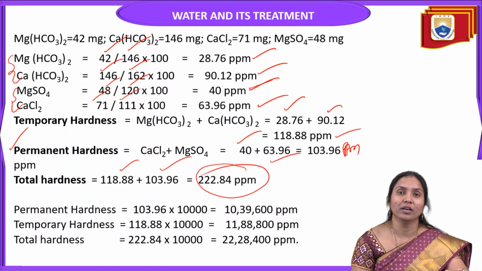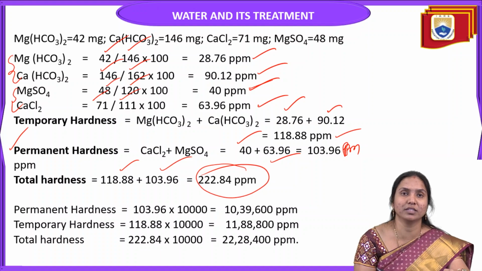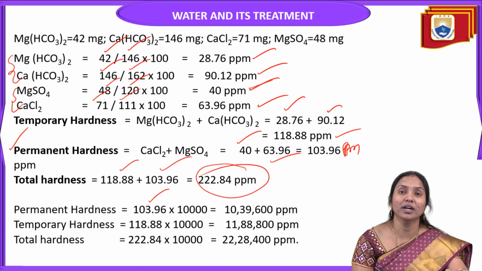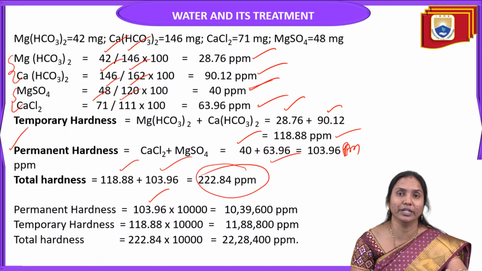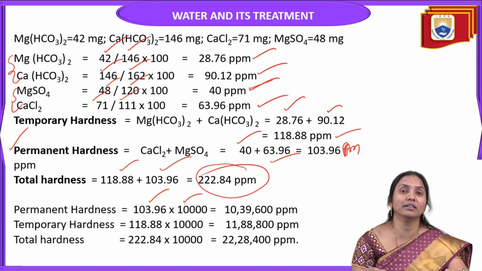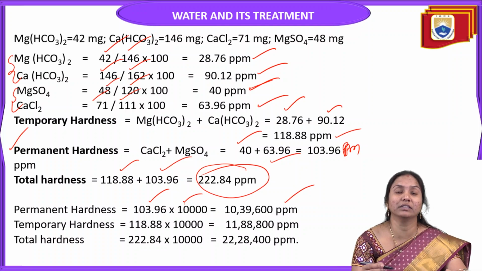Then we can convert it into permanent, temporary and total hardness in 10,000 liters of water. So how can we convert this for 10,000 liters of water? The permanent hardness of the given water is 103.96. 103.96 into 10,000 is equal to 10,39,600 ppm.